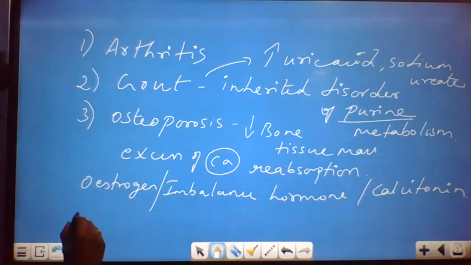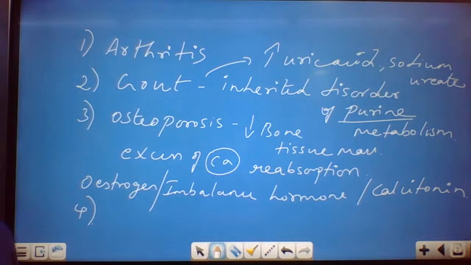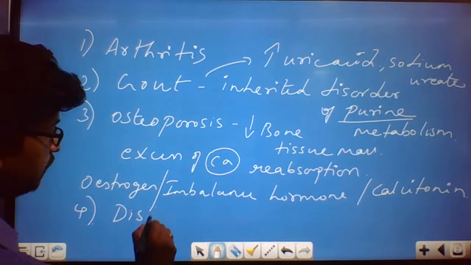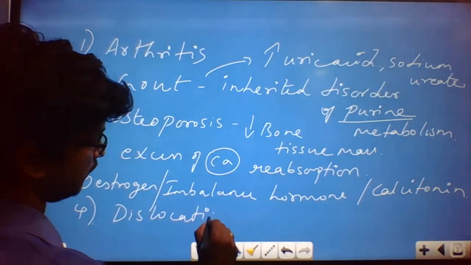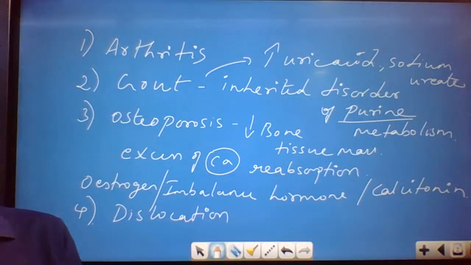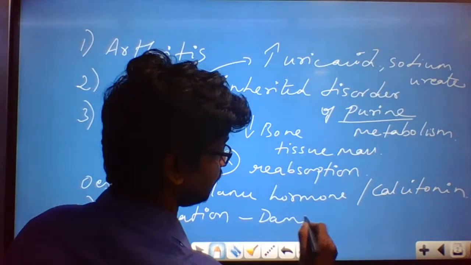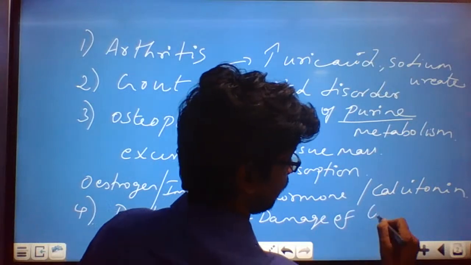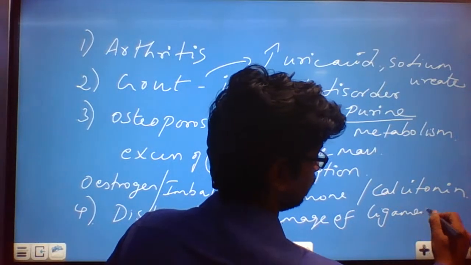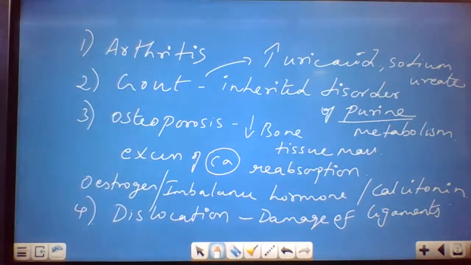Osteoporosis, okay, fine. So next is dislocation. What do you mean by dislocation? It is a very common disorder that we talk about as far as the skeletal system. Dislocation is actually the damage when the ligaments are getting damaged. So this is because of damage of ligaments.